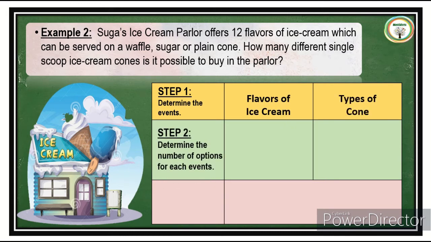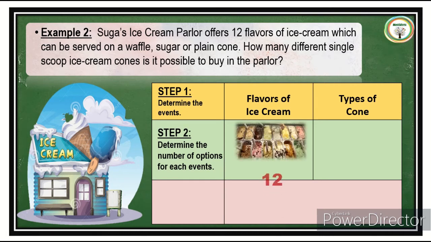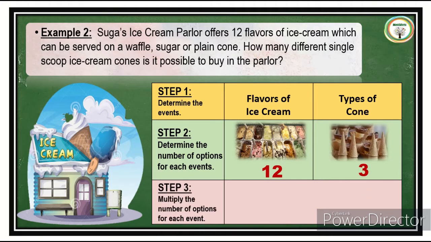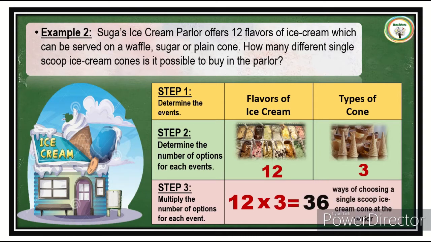Step 2, determine the number of options for each event. For flavors of ice cream, we have 12. And for types of cones, we have 3. Third step, multiply the number of options for each event. 12 for the flavors and 3 for the types of cones. So we have 36 ways of choosing a single scoop ice cream cone at the parlor.